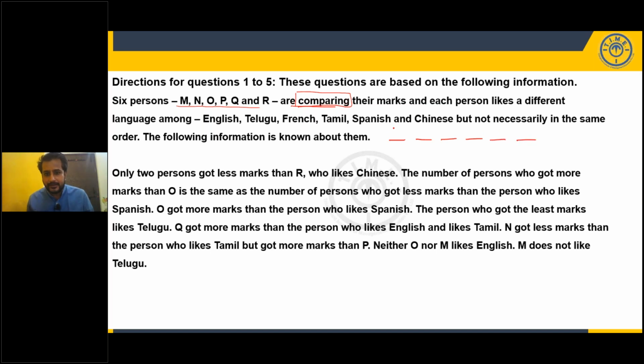Okay, so here I'm going to take the one who scored the highest marks, the one who scored the second highest marks, the third highest, fourth highest, fifth highest, and the one who scored the sixth highest marks. We have 6 persons and 6 positions. Now the same way I'm going to convert my clues. What is my order? Highest to lowest marks. So each and every clue I'm going to convert in the same way, highest to lowest. And also we are going to place the persons as well as the languages which they like.